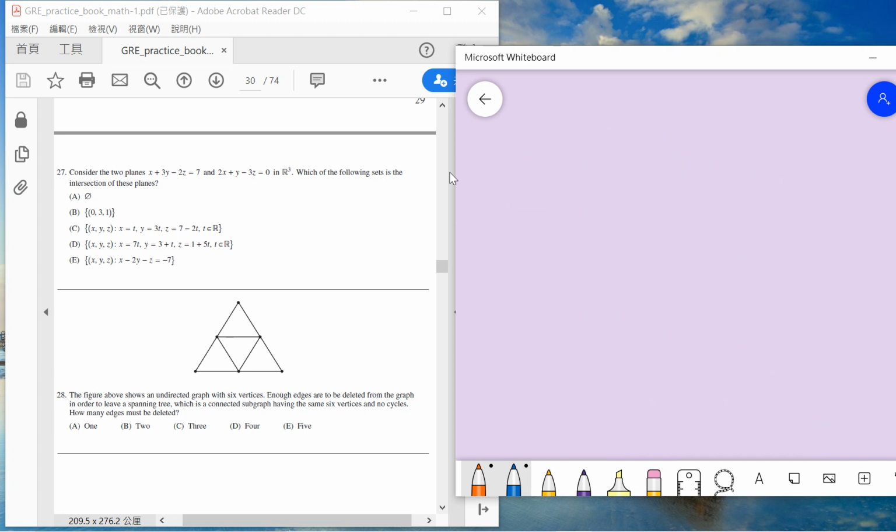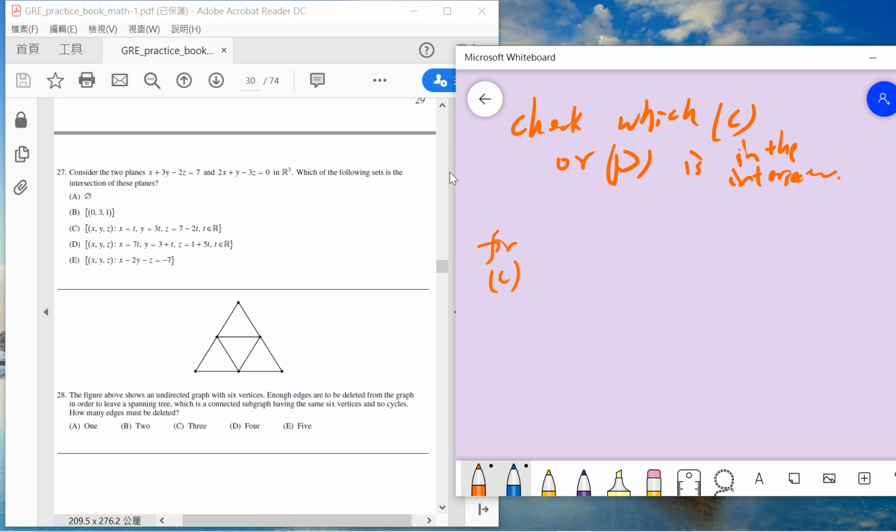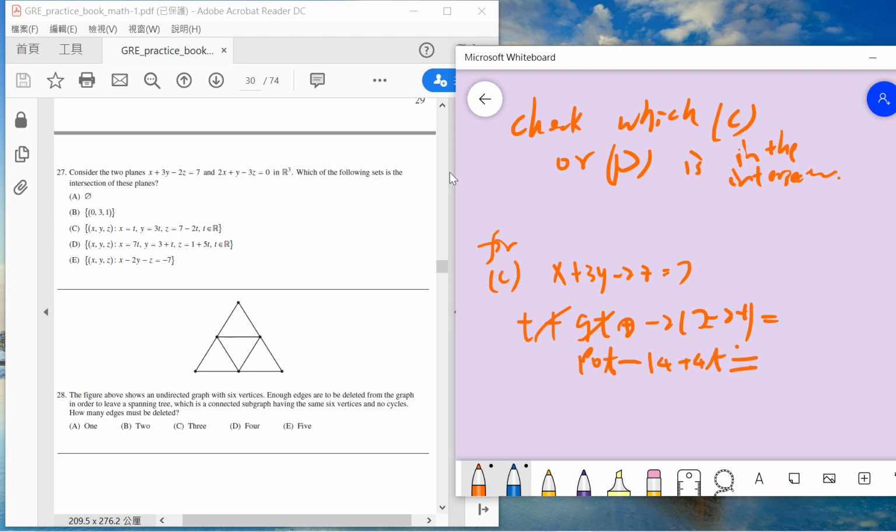So the remaining task is to check which of C or D is in the intersection. So for C, we just plug into x plus 3y minus 2z equals 7. So x plus 9t minus 2 times (7 minus 2t) is 10t minus 14 plus 40. This is definitely not 7.